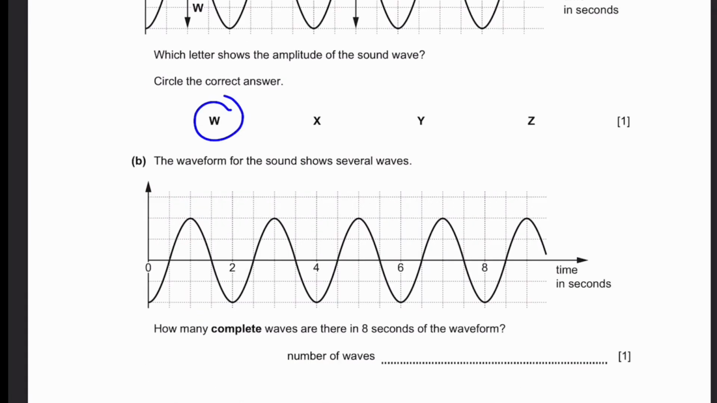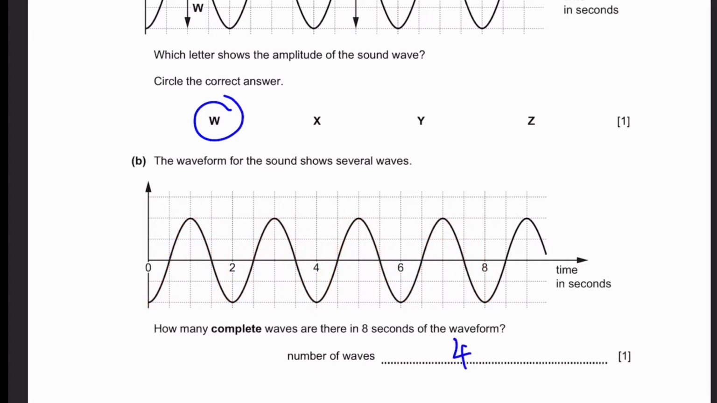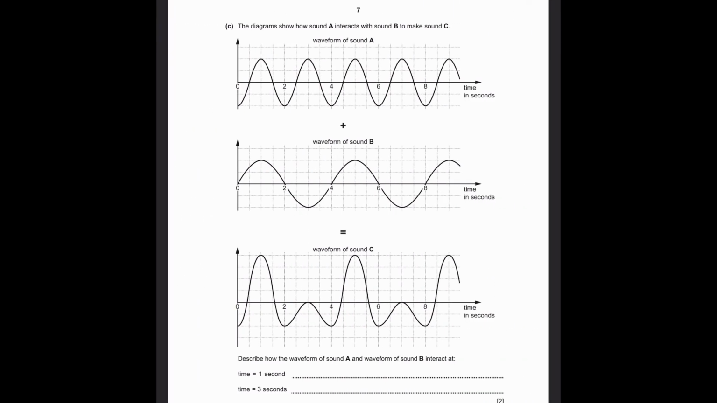Part B. The waveform for the sound shows several waves. How many complete waves are there in 8 seconds of the waveform? We have 8 seconds here. And the number of complete waves we can see 1, 2, 3, and 4. So that's 4 complete waves. That was quite a simple question, wasn't it? That's not the end of it.